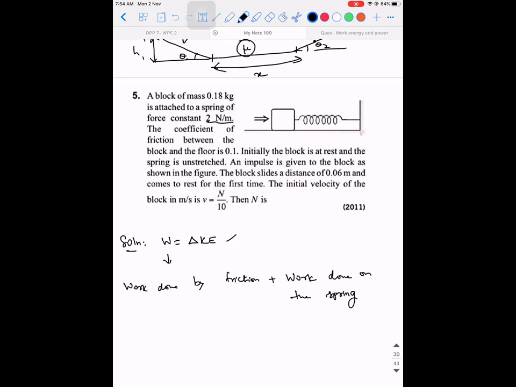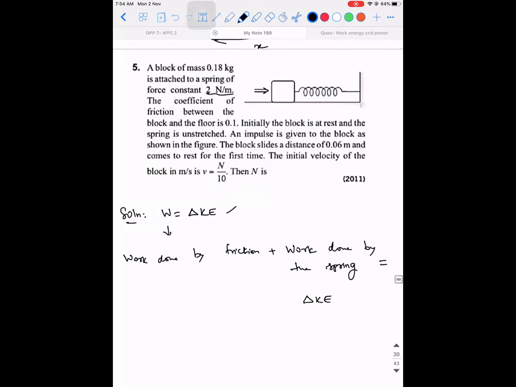Work done by friction plus work done by the spring is what is going to change the kinetic energy of that particular block. Am I clear? Yes, sir. Now tell me, work done by friction, how are you going to take? Whenever you need work done, you need proper sign convention. So which direction do you want to take as positive and which as negative? Right or left? Right as positive.